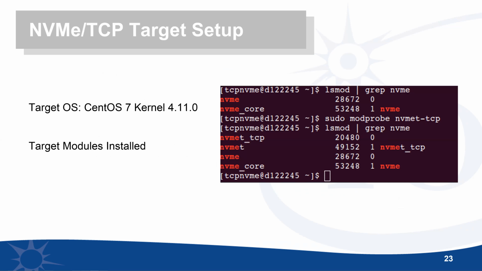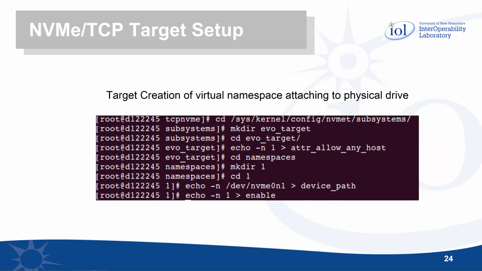This particular slide has a target system. You can see the OS that we used, and it shows the actual target drivers as well as the NVMe modules that we needed to install on this target system in order to get it to actually accept TCP traffic, that is NVMe over TCP traffic. At this point, we needed to create a namespace for that physical drive mapping and make the subsystem in the subsystem directory, which is called Evo Target. We then wanted to make sure that we could have any host connect to it, so we needed to put the add allow any host into that particular file.